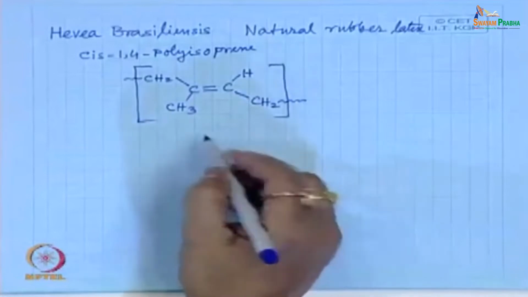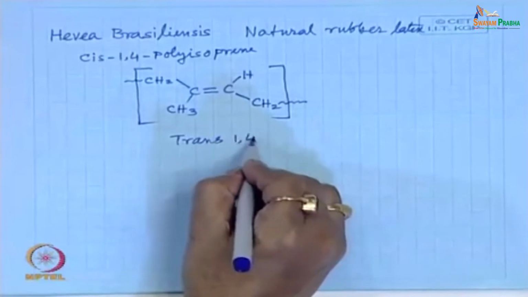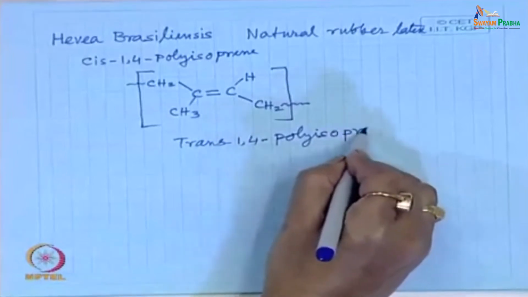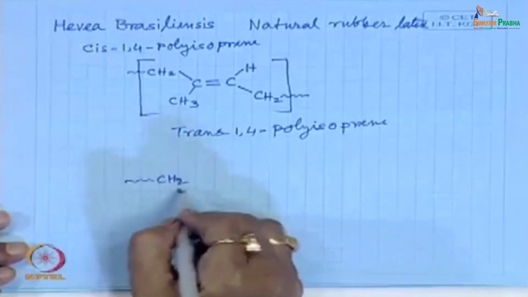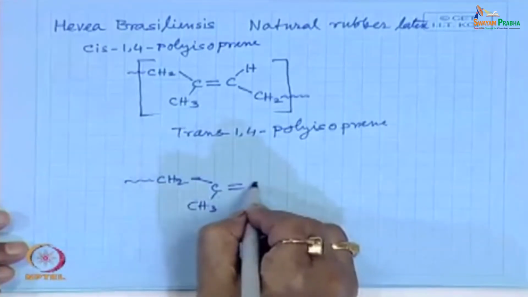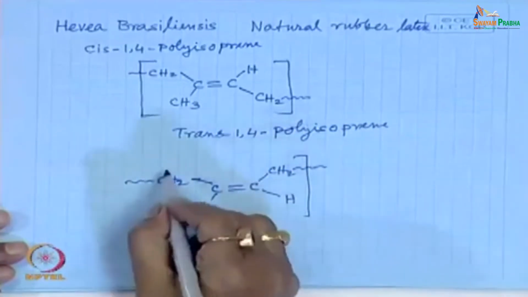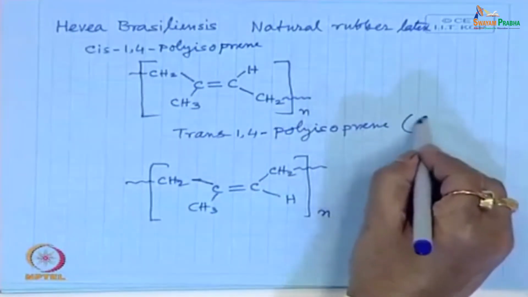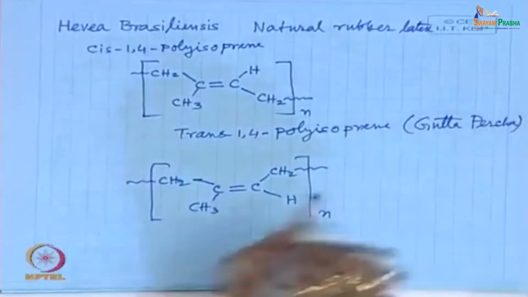Sorry, this is trans. I am sorry, this is trans. Trans 1,4 polyisoprene, and the cis form is this. This trans form is known as gutta percha. It is plastic in nature.